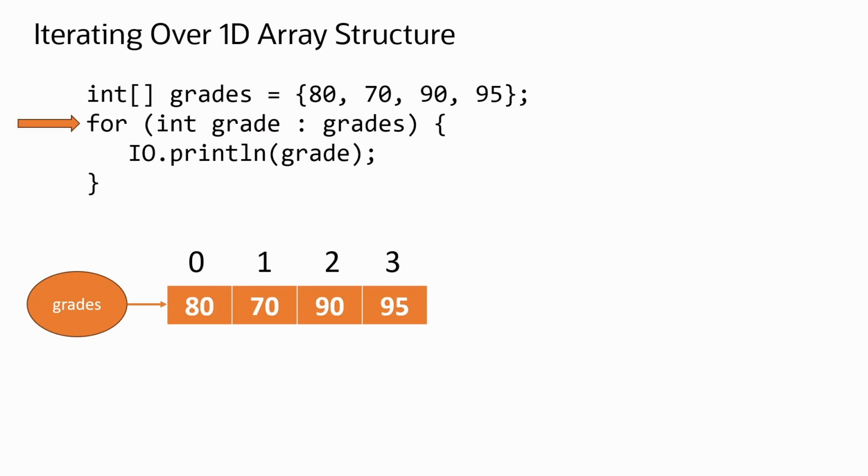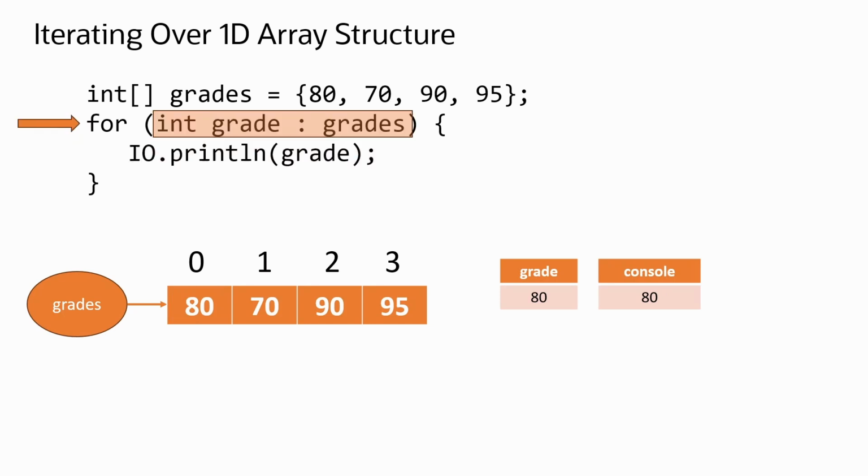In the for each loop structure, int grade : grades is going to actually access the individual values of grades one at a time, starting with the first one. So it's iterating over the values 80, 70, 90, and 95. So grade will get the value 80, and that will be printed to the console.